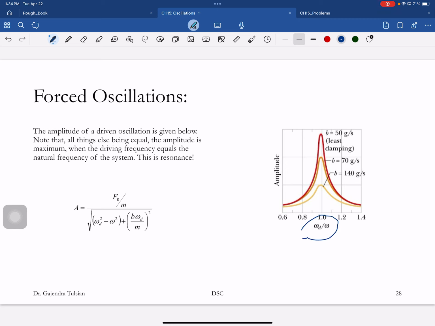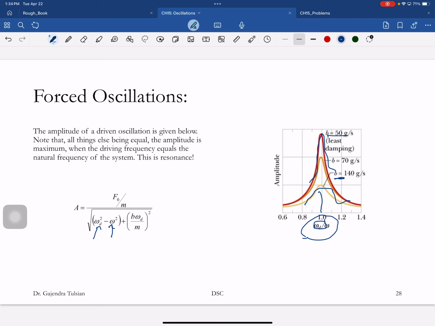This is very important to know. Let's make sure we understand this. This is called resonance. When the driving frequency matches the natural frequency, this ratio is 1. And you see, for small damping, you can have large amplitude oscillations. For large damping, you'll have small amplitude oscillations.